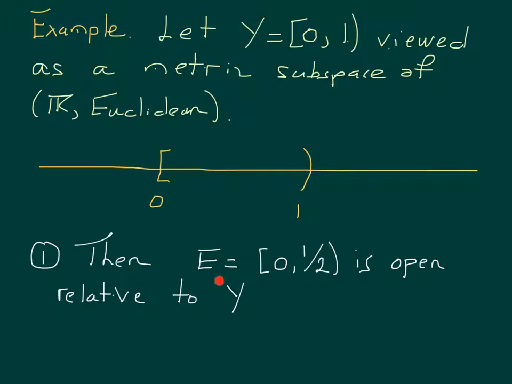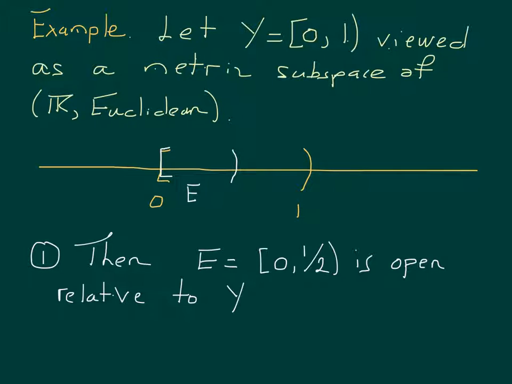Then we claim that E, this interval here, closed 0, open 1/2, is actually open relative to Y. And how can we show that? Well, if E is open relative to Y, then by the theorem above, we would be able to write E as the intersection of an open subset of the entire real line with Y. So let's take a look. This is what our subset E looks like. Here's E right here.